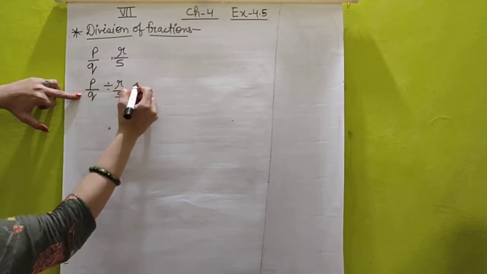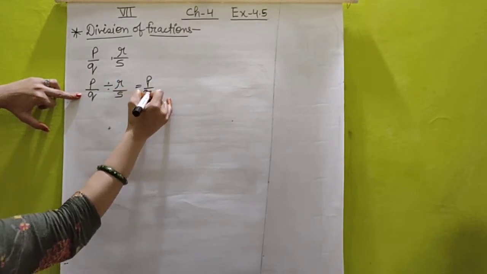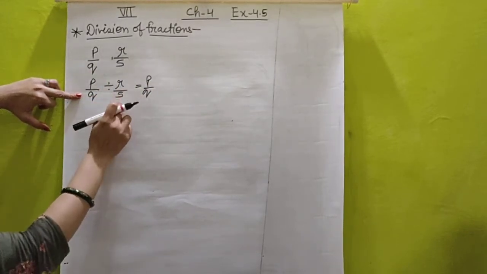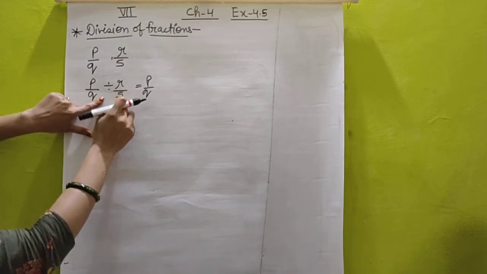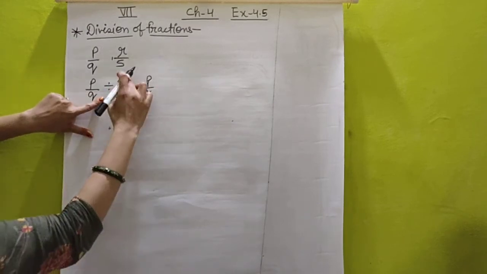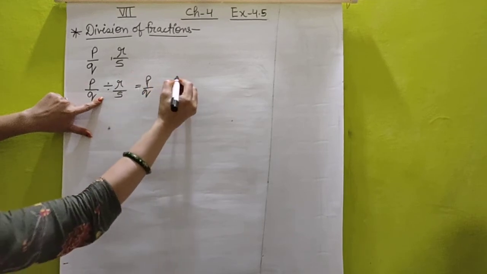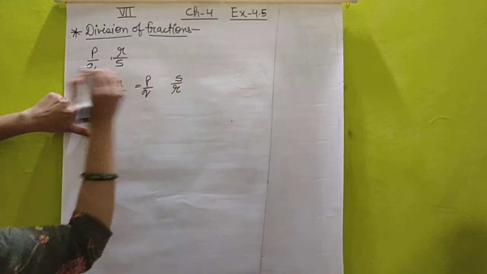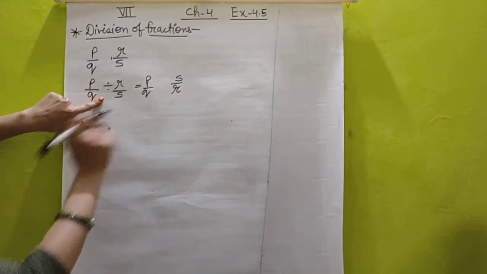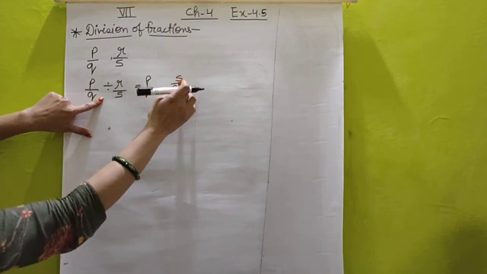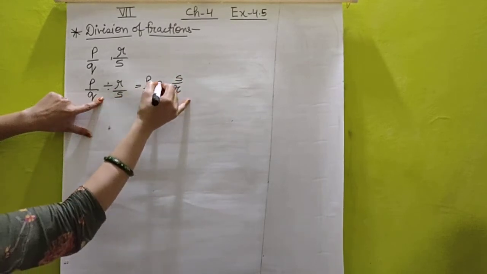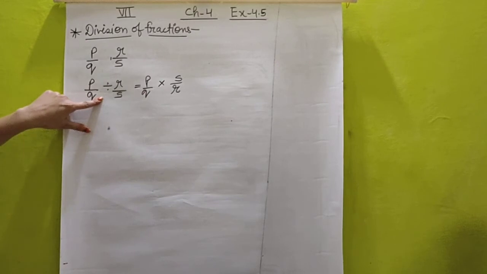So this P upon Q we will write as it is, and this R upon S, on the right hand side of the division mark, we will take the reciprocal. It will be S upon R. But when we write S upon R, the division sign will convert into a multiplication sign.